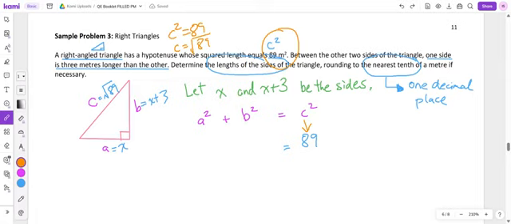Oh, I get it. The hypotenuse squared length equals 89 meters squared. Why is it not a square? Why is there not a squared here? Because it's already squared. Oh, okay. So the 89 is the two other sides squared.